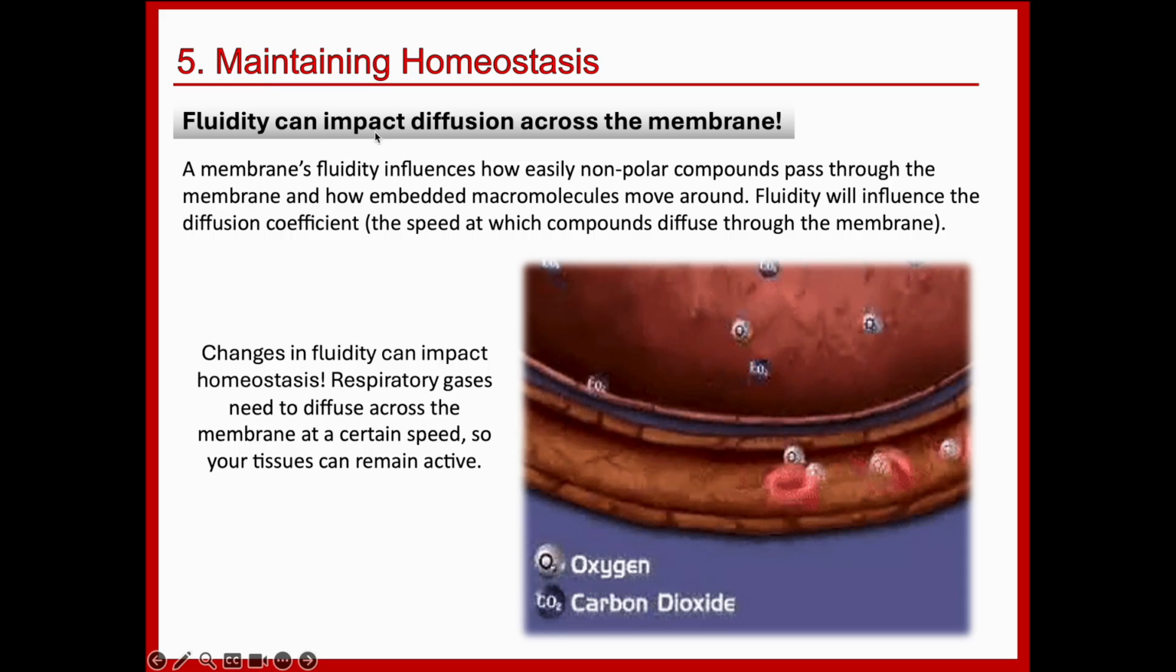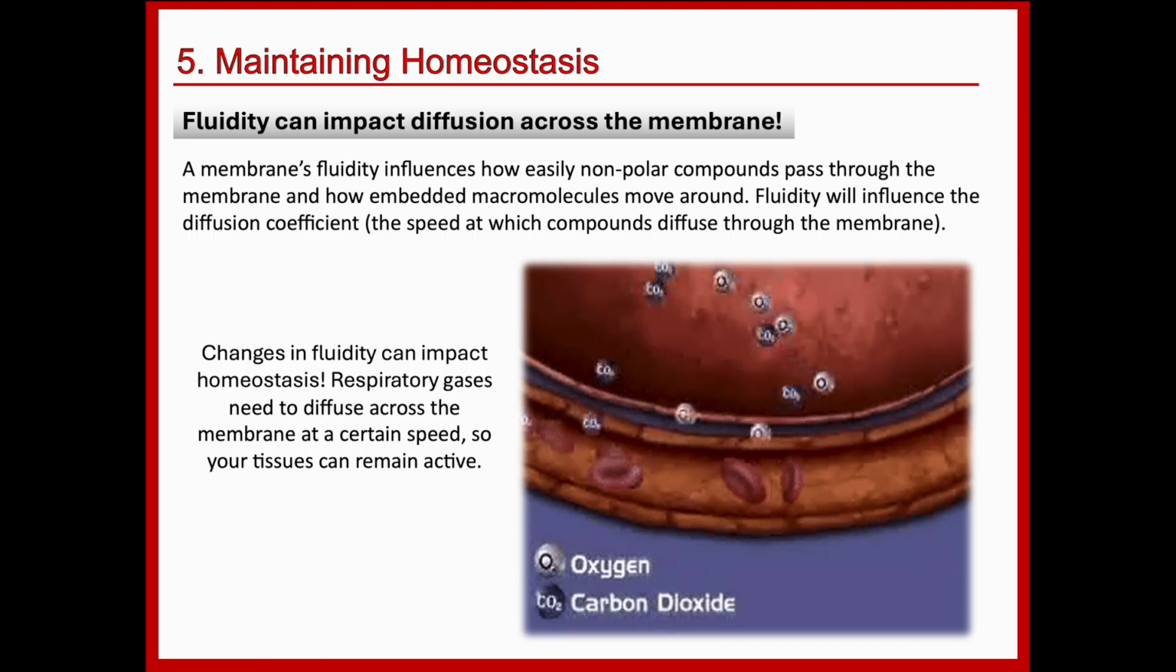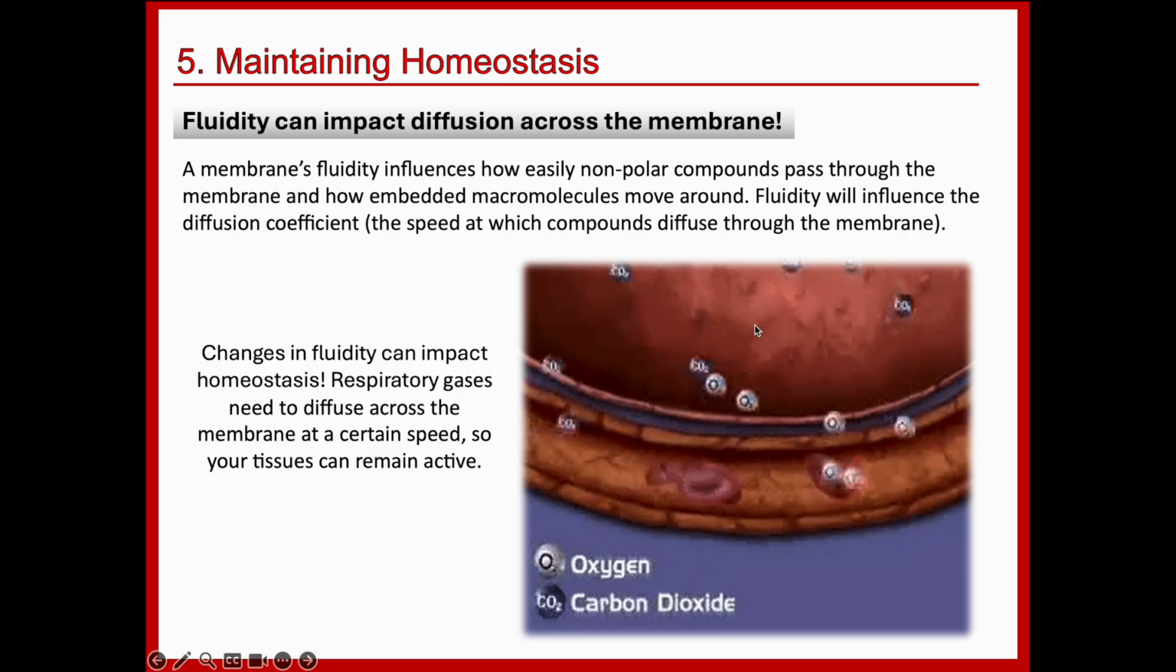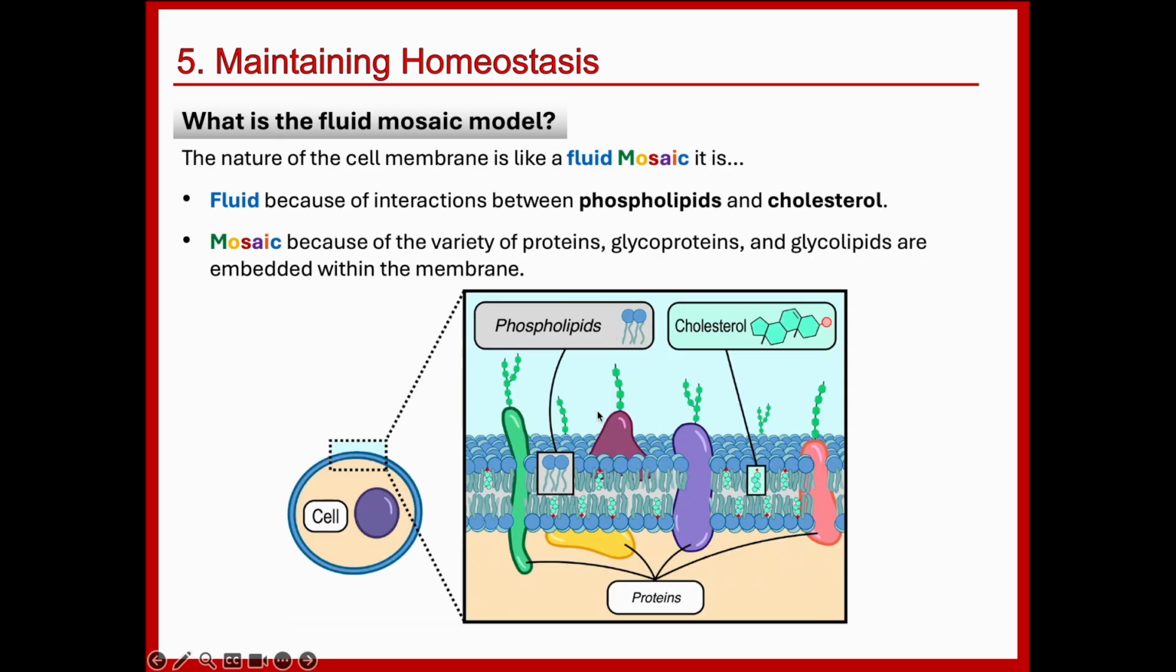And fluidity can impact diffusion across the membrane. Why is it that all of this lecture was important? If a membrane's fluidity is changed, then it'll have big ramifications. A membrane's fluidity influences how easily nonpolar compounds could pass through. Those little gases, O2 and CO2, could go back and forth between cells. And it'll impact how embedded macromolecules move around it, these little proteins around it.